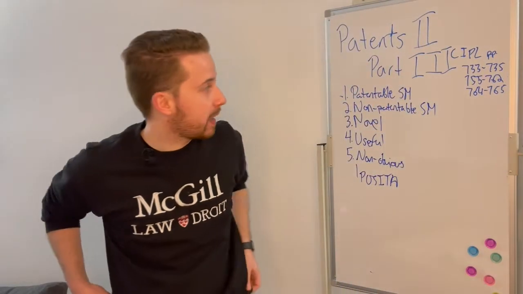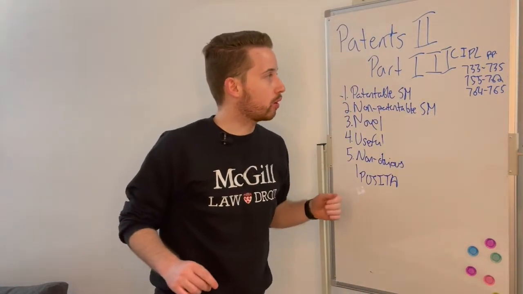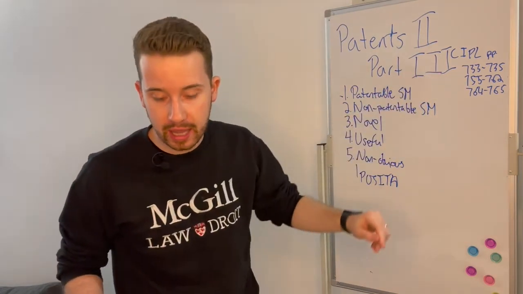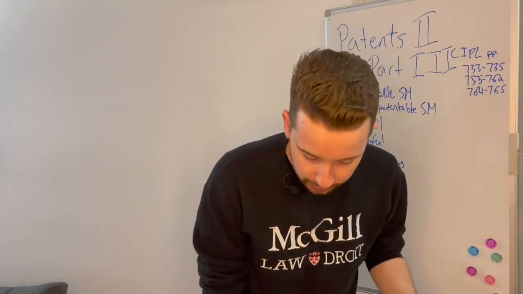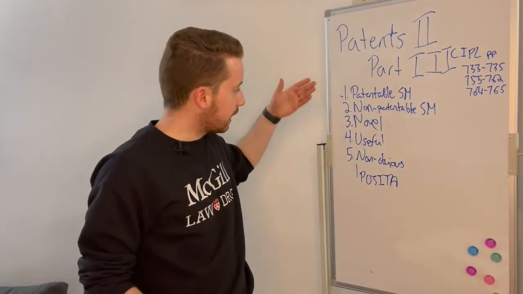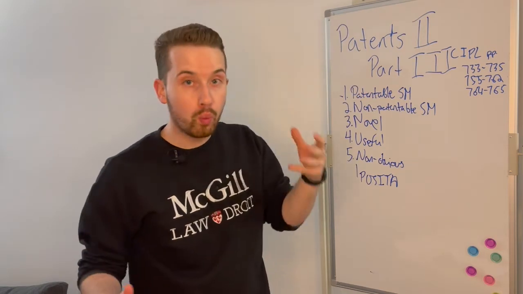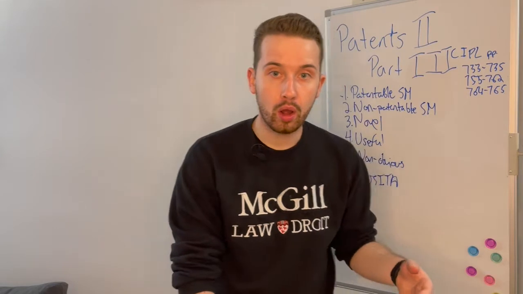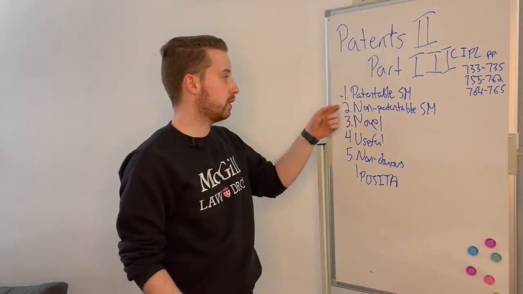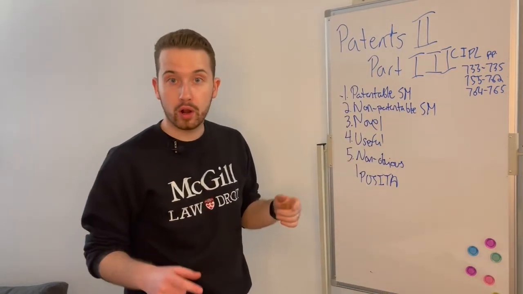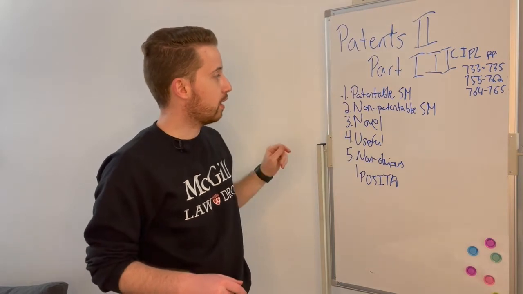All right, welcome back. This is Patents 2 Part 3, and we're in the textbook at basically everything after page 733. And you'll see that I left on the board these various characteristics of what is patentable under the Act. As you'll recall, we were thus far under the second criterion.